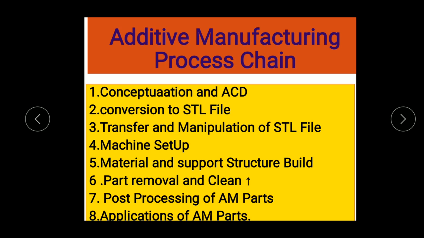Next, moving on to step 7, which is called post processing of AM parts. The produced 3D object requires some post process operations such as finishing, grinding, and polishing as demanded.